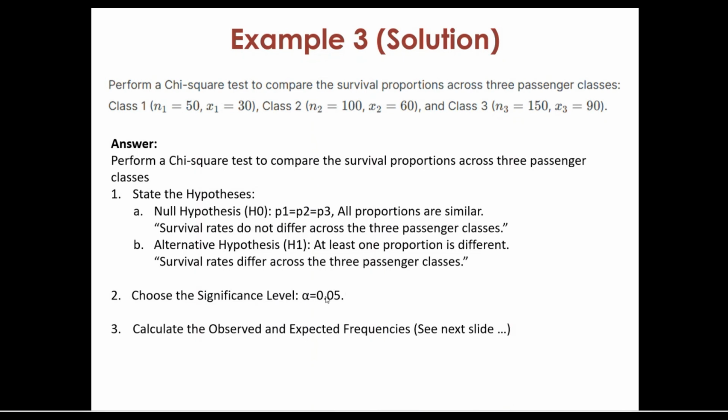Now, if you're risk averse, you're scared, then you probably want to take alpha 0.01. Alpha 0.01 means out of 100 times, 99 times your guess is correct.